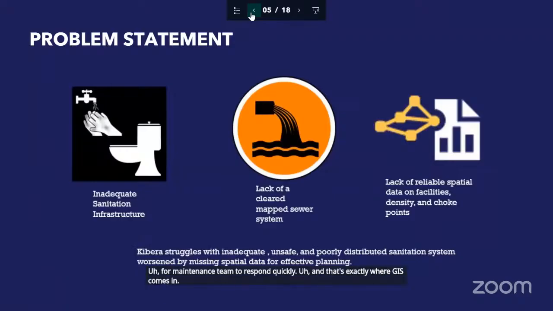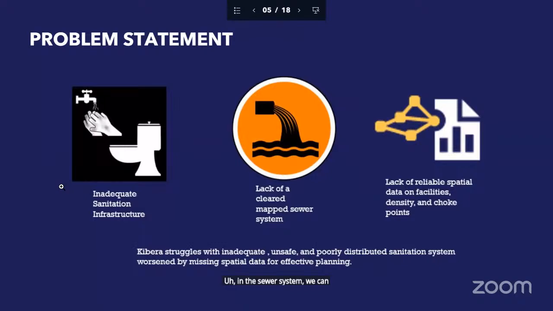By mapping the facilities, the population density, and even the choke points in the sewer system, we can turn scattered issues into a clear picture. This gives city authorities, NGOs, and also community groups like Map Kibera the insight they need to make smarter decisions, target the resources better, and ultimately improve sanitation for residents.